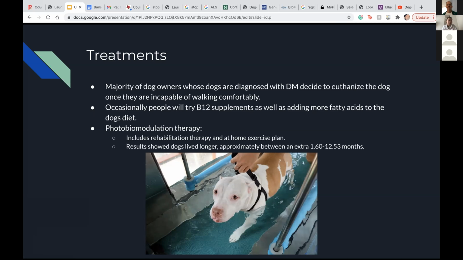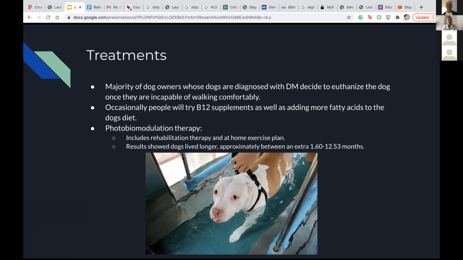Another case study looked into photobiomodulation therapy. Photobiomodulation therapy includes rehabilitation therapy and an at-home exercise plan. There were two different groups in this study, group A and group B. They looked at dozens of dogs who qualified. It originally started with 800-something dogs, but they all had to qualify and make sure 100% that it was degenerative myelopathy and nothing else causing the issue.